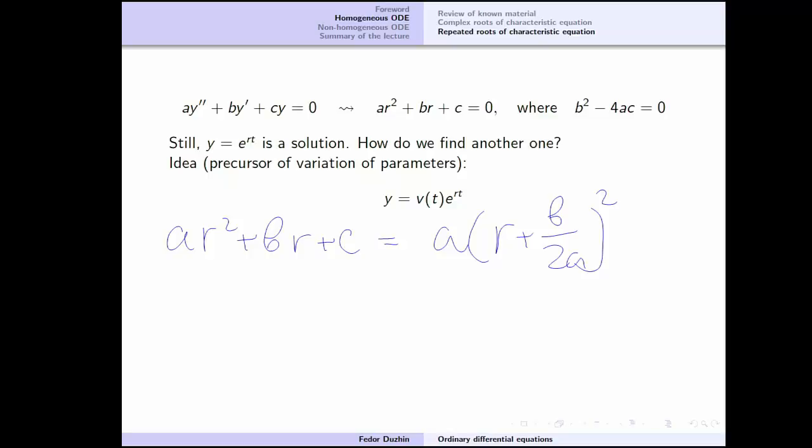in this case, the function e to the rt is still going to be a solution, but the problem is that there is only one solution, and from the general theory we know that there must be two linearly independent solutions. So the question is, how do we find another one? And the idea here is to look for the answer in the form y equals some unknown function v of t times e to the rt. Although it looks silly, because if this is true, then v of t is just y times e to the minus rt, which doesn't seem to be very helpful.